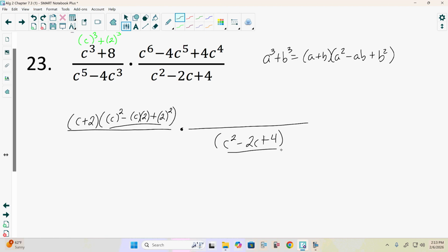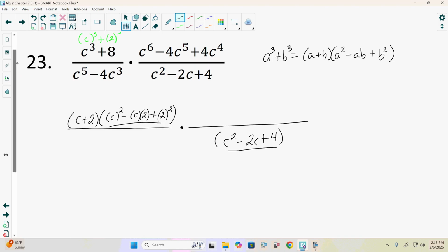The only real reason we would need to factor it is if it asked us to find the restrictions. If it asked us to find those values of x that would make the denominator, or here values of c that would make that denominator be 0, then we would need to know what the factors are. But here, since they're already going to be the same, there's no reason to mess with it. We'll simplify that here in a second.